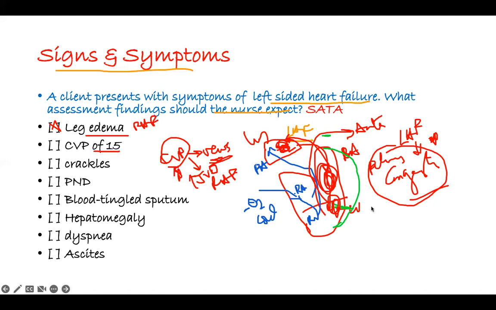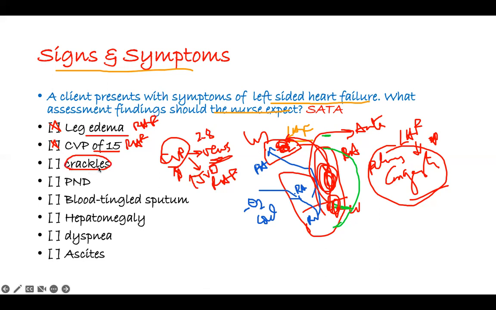Based on the pathophysiology, they're supposed to see pulmonary symptoms. Normal CVP is 2 to 8, so 15 is too high. This is the right heart failure. We're talking about left heart failure, and we're supposed to be looking for pulmonary congestion. So this is wrong. Crackles, yes.